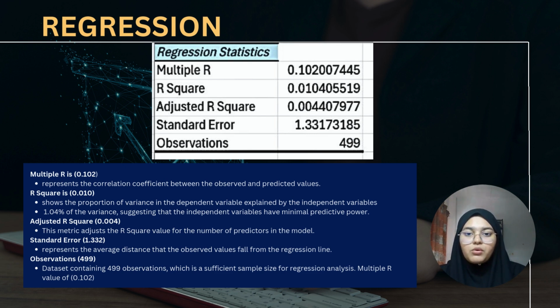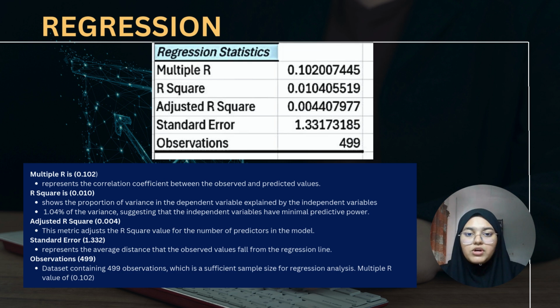Multiple R value 0.102 suggests a very weak correlation between the independent and dependent variables, implying the model is not effectively capturing underlying relationship. The R square value 0.010 indicates that only 1.04% of the variation in the dependent variable is explained by the predictors, demonstrating a poor fit of the model of the data. The adjusted R-square value that accounts for the number of predictors is lower at 0.004, indicating minimal improvement over a simple mean-based prediction and suggesting potential overfitting.